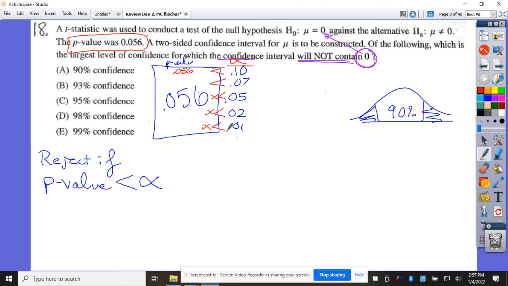So we've already decided that we are rejecting. Which of these rejects? Both A and B. So both of these reject. Which is the largest confidence level that rejects? B.